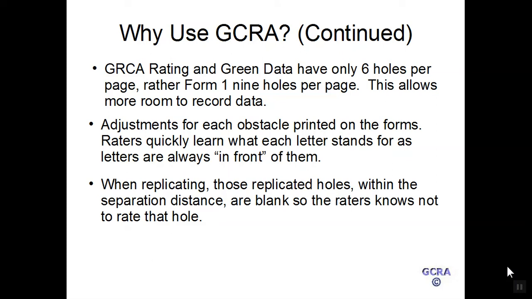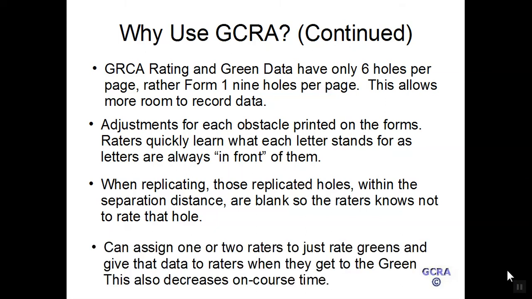When replicating, those replicated holes within the separation distance on the GCRA rating and green data forms are blank, so the raters know they don't have to rate that hole. You can assign 1 or 2 raters if you wish to just rate greens and give that data to the other raters when they get to the green. This also decreases on-course time.